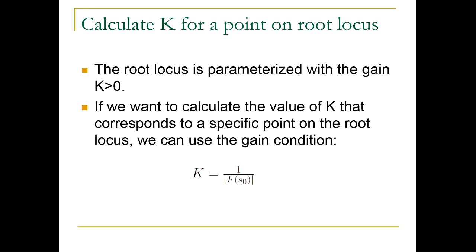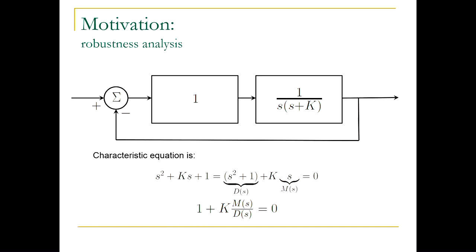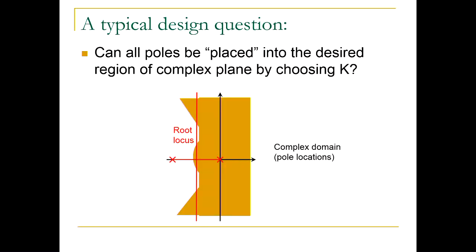Note also that since the root locus is parameterized with gain k, if we want to calculate the value of k that corresponds to a specific point of the root locus, suppose I pick S0 on the root locus, then the k that corresponds to that point can be calculated this way. What does this mean? If I go back to my root locus, let's say here, I pick this point and ask, what is the value of k that corresponds to this point? Or let's say this point, which is at the intersection of the desired region and root locus. Well, this is my S0. I plug that S0 into f of S0, and k is 1 over the norm of f of S0. So that's the gain k that corresponds to that point.